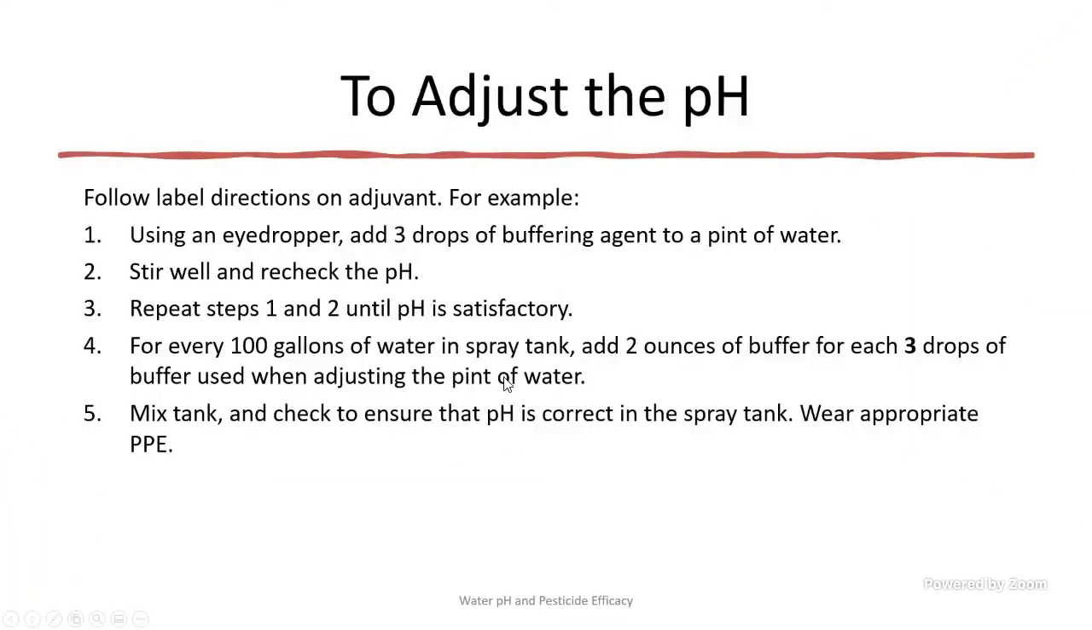So to adjust that pH, follow the label directions on the adjuvant. For example, use an eyedropper to add 3 drops of buffering agent to a pint of water. Stir well and recheck that pH. Repeat steps 1 and 2 until the pH is satisfactory. For every 100 gallons of water in the spray tank, add 2 ounces of buffer for each 3 drops of buffer used when adjusting that pint of water. Mix the tank, and then check to ensure that the pH is correct in the tank. You want to make sure that you wear appropriate PPE.